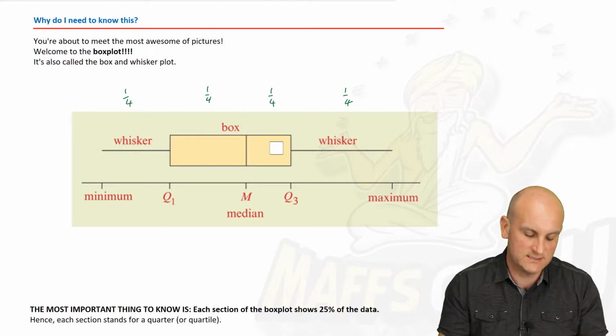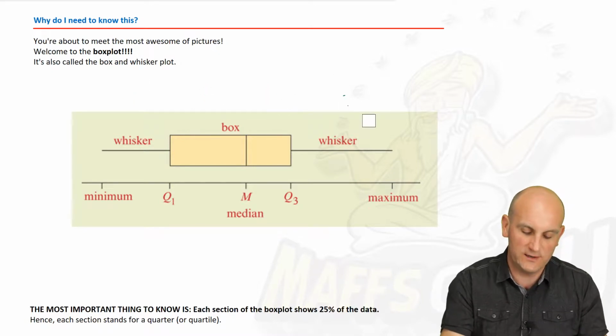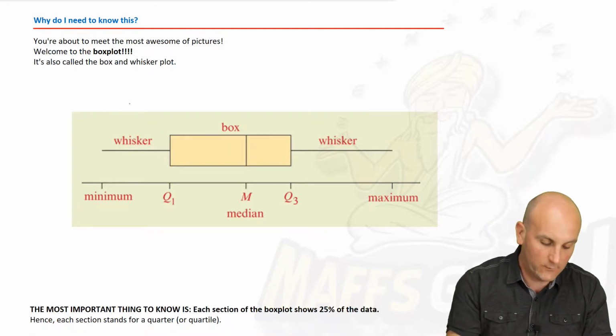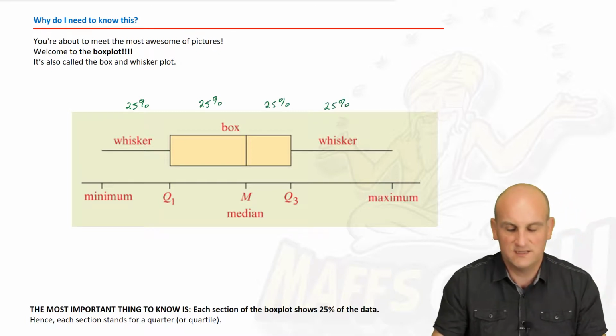In many cases, we don't like dealing with fractions. Come on, guys, you know as well as I do, we hate fractions. So we like percentages. And again, we can think of this as 25% of my data, there is 25% of my data, there is 25% of my data, and there is 25% of my data.